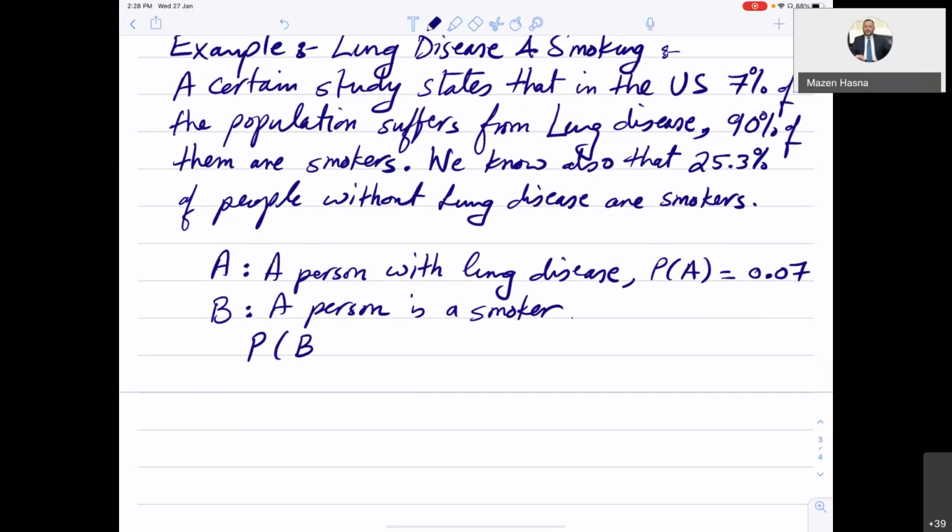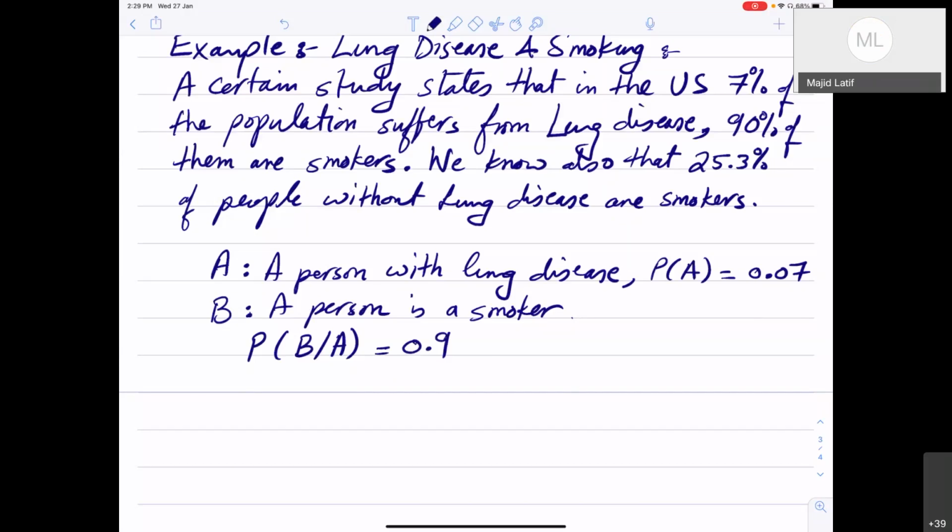We have two things. We have probability of B given A, which is the probability that out of those who have lung disease, what's the probability that a person is a smoker given that he or she has a lung disease? 0.9. 0.9, right. 90%.